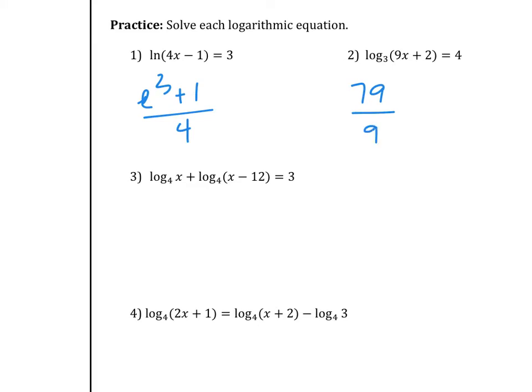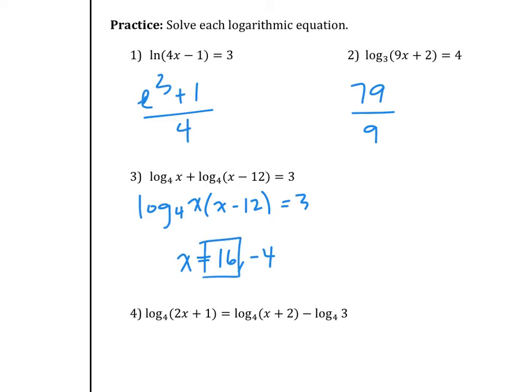All right, number 3 and number 4, common mistake is to distribute that base. So a lot of you did this. That is incorrect. So you have to combine it into one log first before you solve. So you got to do that first, okay? And this one is going to give you 2 answers, 16 and negative 4. Negative 4 won't work, so it's just 16. So make sure you check your answer.